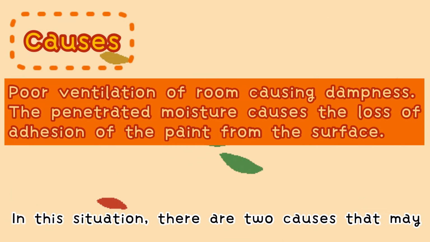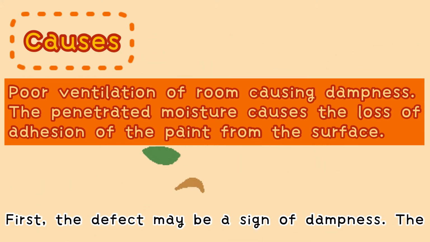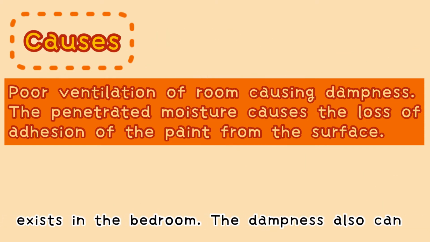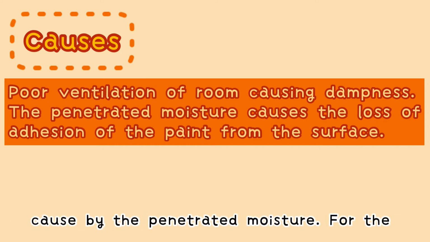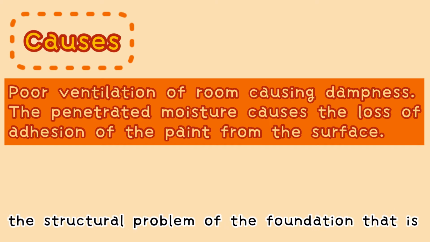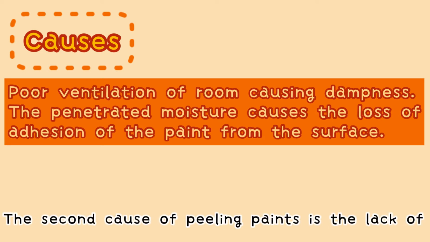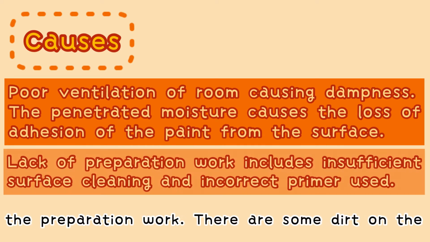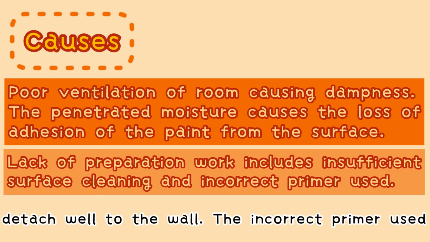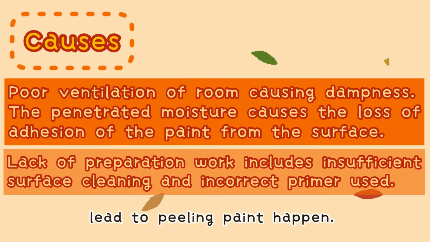In this situation, there are two causes that may lead to the occurrence of the peeling paint. First, the defect may be a sign of dampness. The poor ventilation causes excessive moisture to exist in the bedroom. The dampness also can be caused by penetrated moisture. For the interior surface, the moisture may be related to a structural problem of the foundation that is causing moisture to seep inside the room. The second cause of the peeling paint is lack of preparation work. There is some dirt on the surface before painting, causing the paint to not adhere well to the wall. The incorrect primer used, or no primer applied before the painting, will also lead to peeling paint.